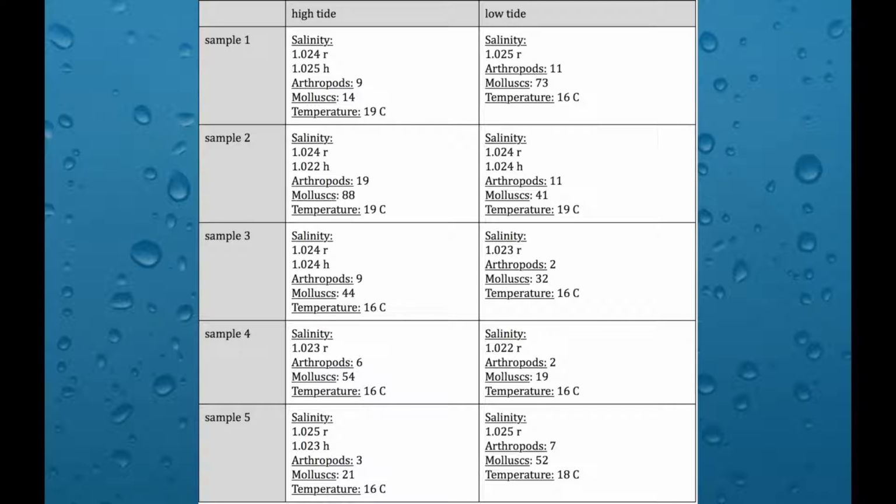The number of arthropods counted was 2, and the number of mollusks counted was 32, and the temperature recorded was 16 degrees Celsius. In sample 9, the specific gravity recorded was 1.022. The number of arthropods counted was 2, while the number of mollusks counted was 19, and the temperature recorded was 16 degrees Celsius. In sample 10, the specific gravity recorded was 1.025. The number of arthropods counted was 7, while the number of mollusks was 52, and the temperature recorded was 18 degrees Celsius.